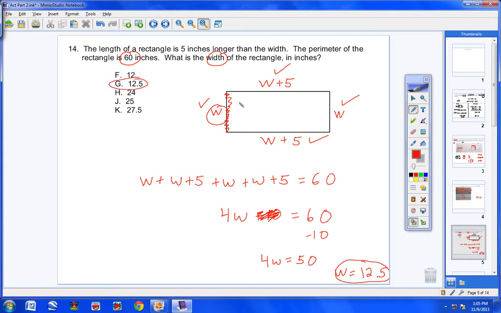No problem. But what if they would have asked you for the length of the rectangle? Okay, no problem. What's the width? 12.5. What do we have that represents the length? W plus 5 right here. The length of this rectangle is W plus 5. So where the W is, you would put 12.5 plus 5, and you would get 17.5.